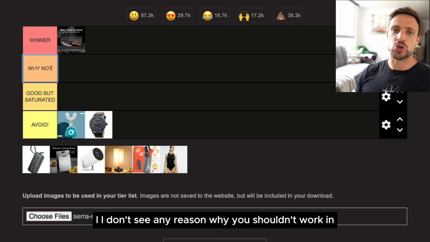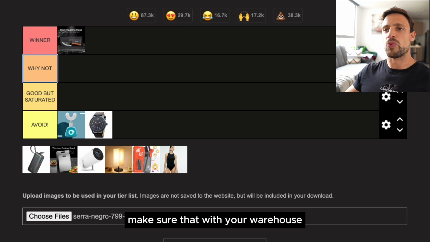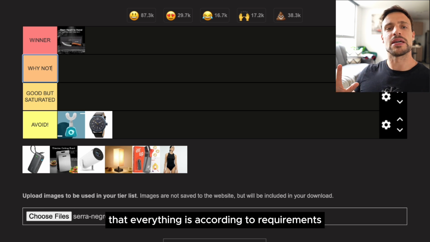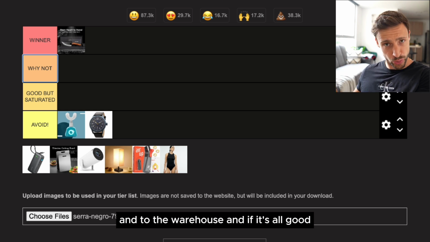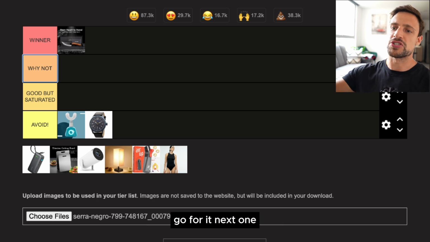I don't see any reason why it shouldn't work in Europe. Just be careful with the shipping. Make sure that your warehouse, or whoever you're working with to fulfill your products, has everything according to requirements, so that there will be no problems with customs. Ask these questions to the supplier and to the warehouse. And if it's all good and they have the protection for that, go for it.